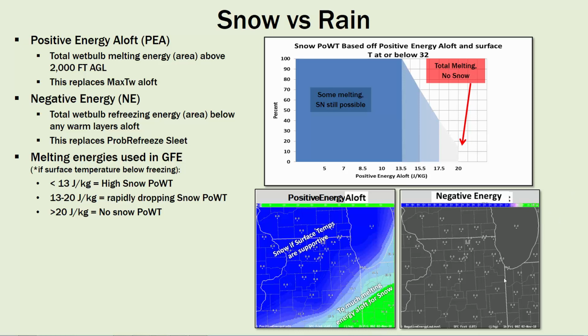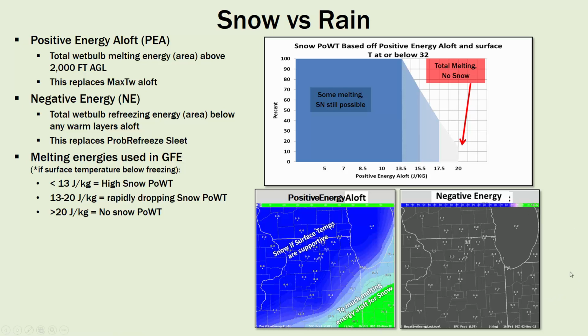Now it's important to note that if your surface temperature forecast is above freezing, if you have any positive energy aloft, you're going to get a rain outcome. And this is because of the assumption that you're seeing just the extension of your warm layer at the surface in your positive energy aloft grid. Also in this case, since we're dealing with a simple rain to snow type scenario, there is no warm layer above a sub-freezing layer, so our negative energy is simply zero.